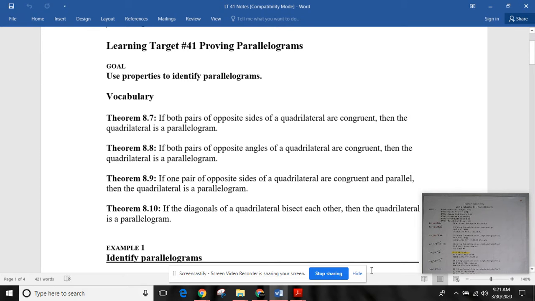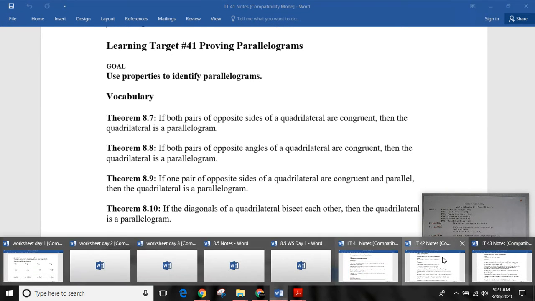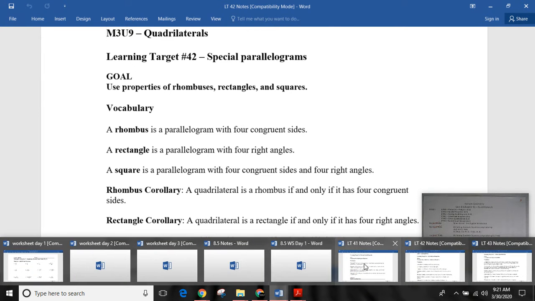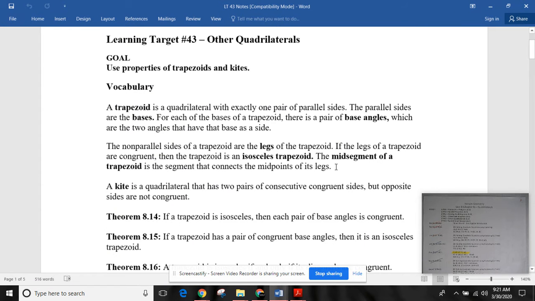Today we're going to be going forward from learning target number 41, which was proving parallelograms. We then did learning target number 42, talked about rhombus, rectangles, squares, and all those characteristics that we did before spring break. And today we're going to be getting into learning target number 43, which deals with other types of quadrilaterals.